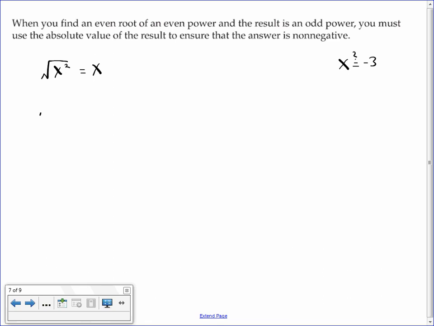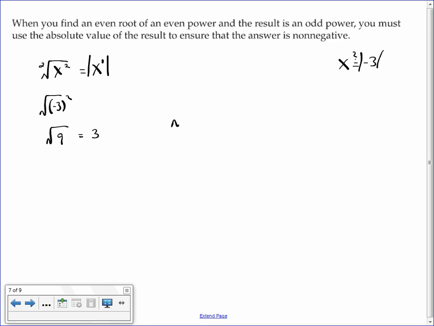Then what we would have is the square root of negative 3 squared. Now, that is the square root of 9, which is 3. But that's not what we started off with originally. So, to make this thing work, whenever we get an even power, and that's an even number, and we come out with an odd power, we've got to remember to use our absolute values, because the absolute value of negative 3 is 3. So just another example here.